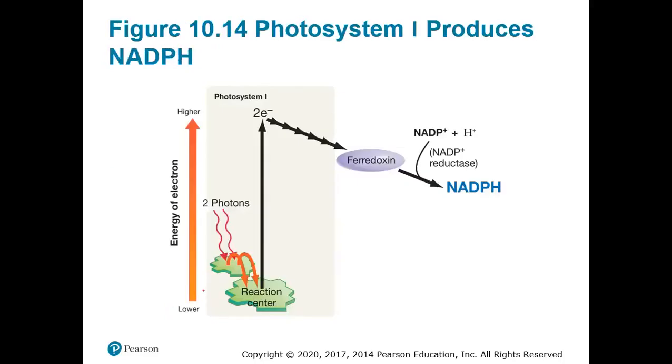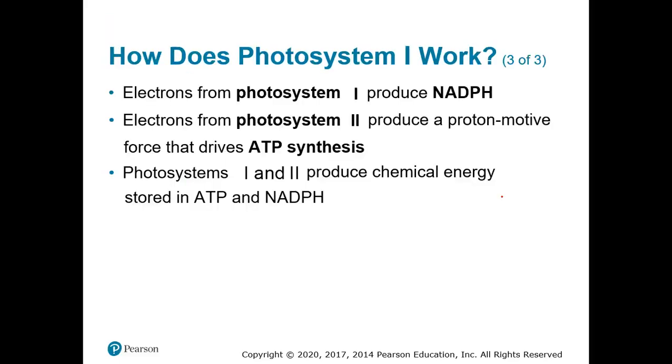So here is what that looks like. Again, photon hits antenna pigments, resonance energy transfer, reaction center, electron is excited. Okay, that electron is given to ferredoxin, who gives it to NADP plus, right here, our empty electron carrier, to form NADPH, our full electron carrier. So now this molecule can go and donate that electron somewhere else.